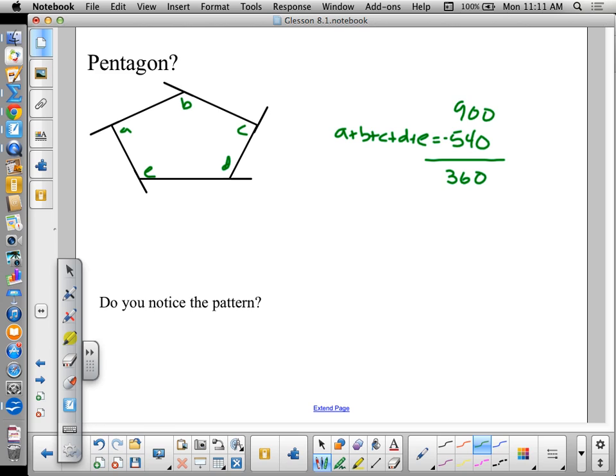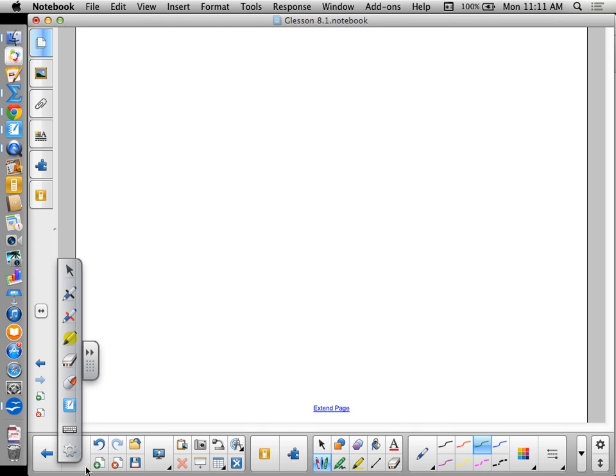So the exteriors always add up to what? The same thing, which is 360. So the sum of the interior angles is always changing depending on the number of sides. The sum of the exterior angles is a constant, which means we have a different way of finding the measure of each interior angle, if we like.